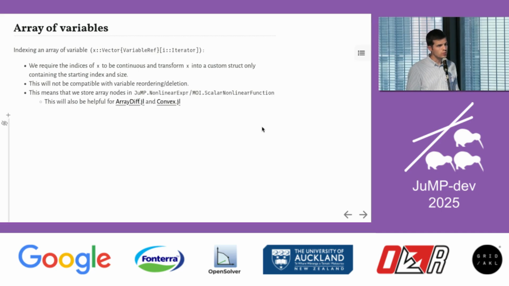So at the moment what I did is that I created a new custom type, which is an array of variables, and I just need to specify what's the size of that array and what's the offset, or what's the first index of that array, and I add it to the nonlinear expression object. And so at the moment in JuMP, the nonlinear expression object only has scalar nodes, but we have an ongoing desire of starting to be able to also have nodes that correspond to values which have arrays.